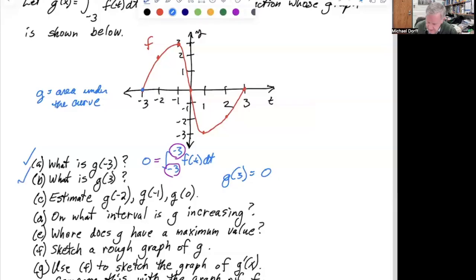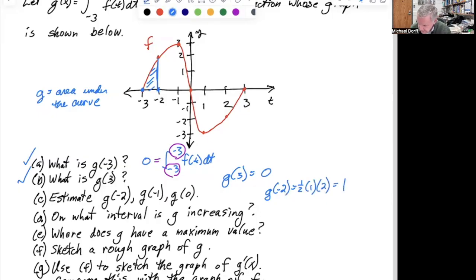All right, let's estimate. For part C, estimate g of -2. Well, -2 is right here, so I want the area under that curve there. That's kind of like a triangle. The base of that triangle is 1, and the height looks like it's about 2. So g of -2 is a triangle: 1/2 times base, which is 1, times height, which is 2, and so I would get 1. So g of -2 is approximately equal to 1.